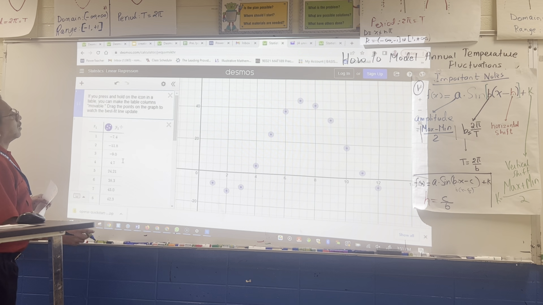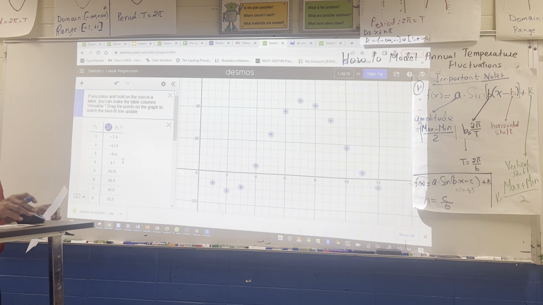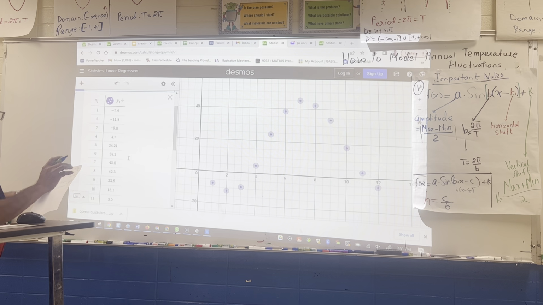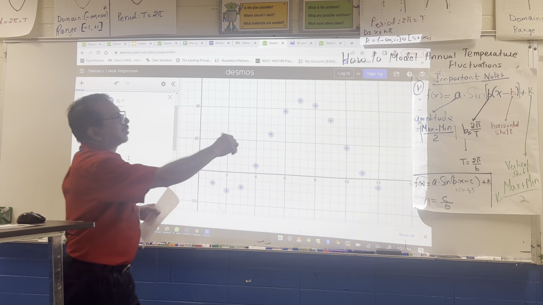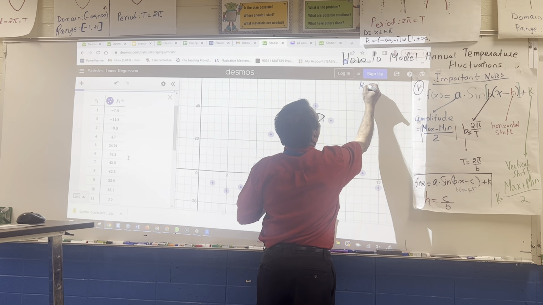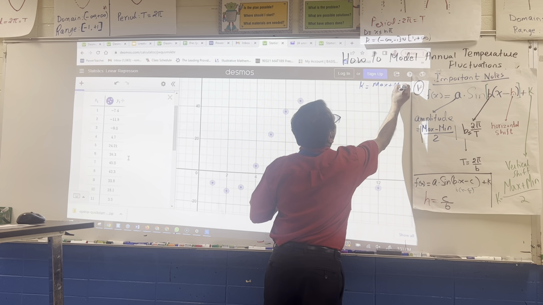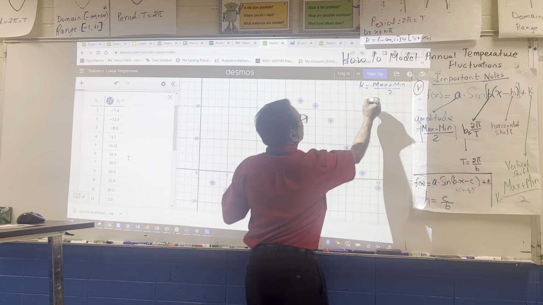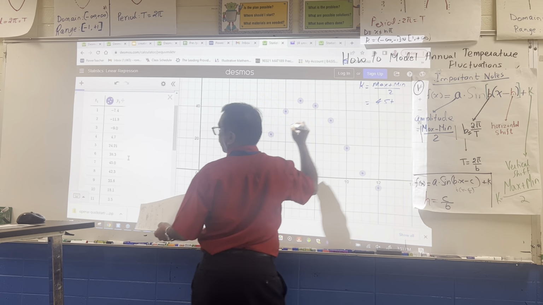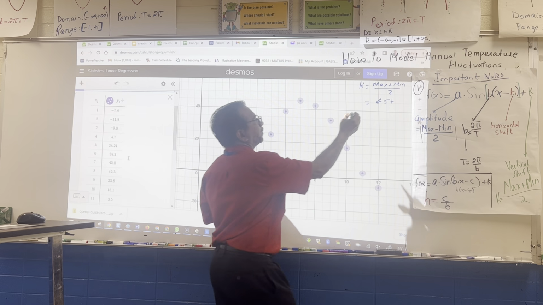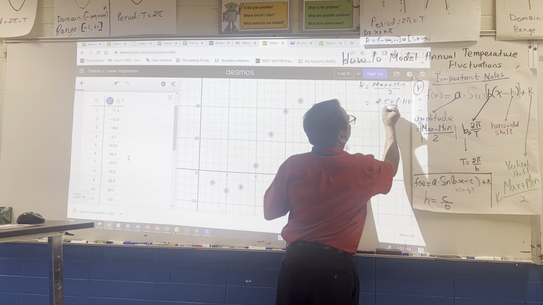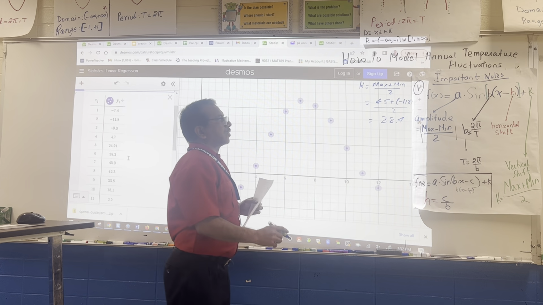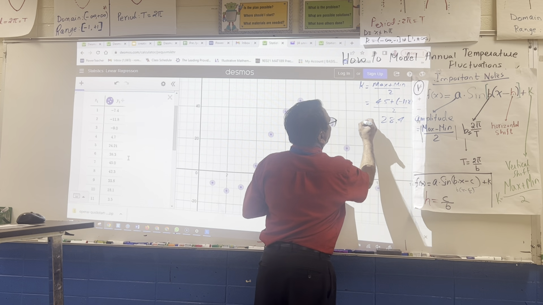Do I have enough room here? The maximum is 45. So let's find out: k is maximum plus minimum divided by 2, and the maximum was 45. So 45 plus the minimum, which was negative 11.8, and then divide by 2, and if you work this out, you will get 16.6. That's the k value. This is the midline.